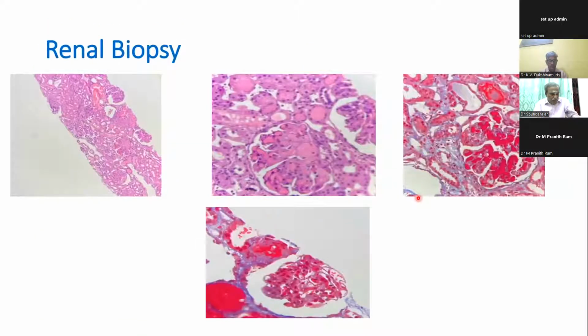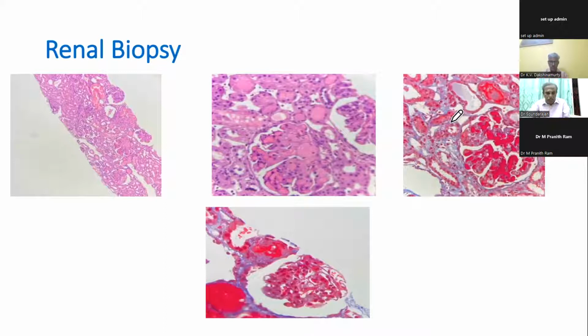I was called for doing a biopsy for this patient, and I did the biopsy. This is the light microscopy of the patient. As shown here, there are 4 glomeruli, 1, 2, 3, and 4. And in the higher magnification, we are able to see two different colors. This is deeply red and this is slightly pinkish. This deeply red area is nothing but capillaries filled with RBCs. This slightly pinkish color is because of the thrombi.